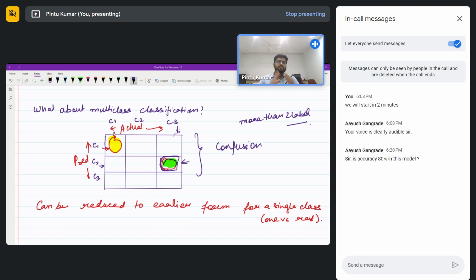Okay, also one more thing. So this kind of matrix you can write to visualize whether your model is performing great or not.